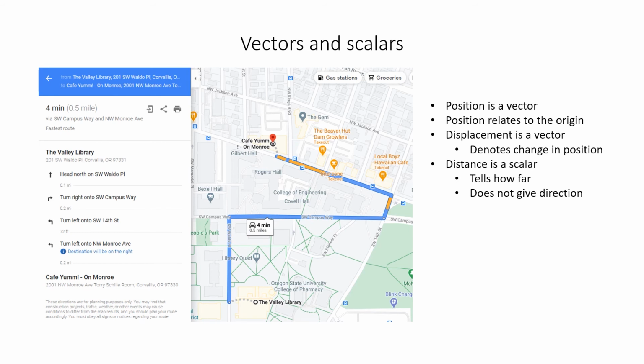If I'm following directions on a map, I'm really looking at a series of displacements. So for example, if I'm going north on Southwest Waldo Place for 1/10 of a mile, and then turning right or east onto Southwest Campus Way for 2/10 of a mile, I'm looking at a sequence of displacements.